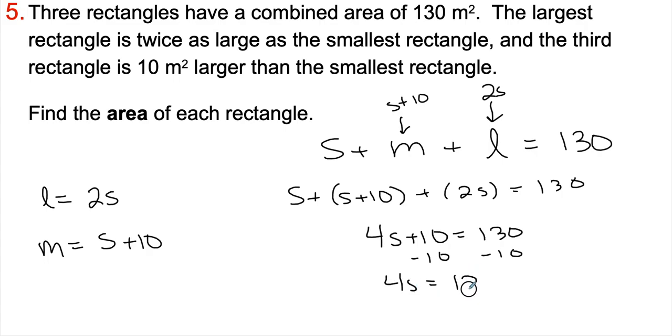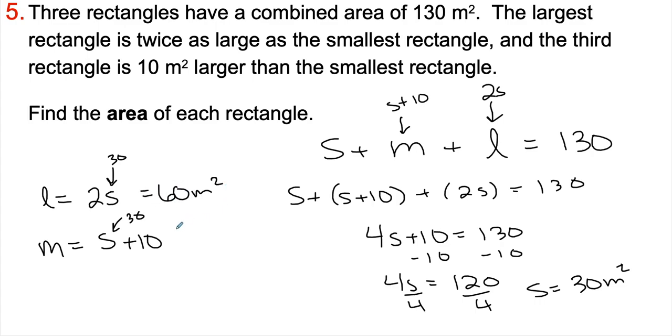4S is equal to 120 divided by 4, and we get S is equal to 30 square meters. So that's our smallest rectangle. How are we going to get the other ones? We're going to go back over here. We can plug a 30 in there and a 30 in there to get the other ones. So 2 times 30, that means the large one is 60 square meters. And then this one, 30 plus 10, the medium one is 40 square meters.